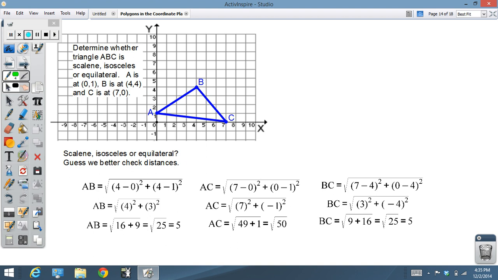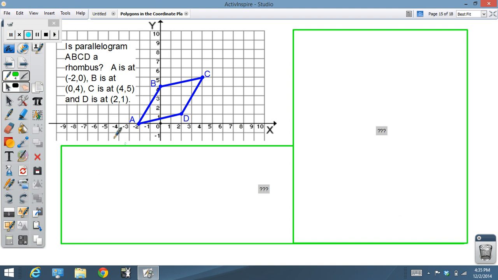Okay, so that's an example of how to do one set of problems we might have using the distance formula. Next, an example of a polygon in a coordinate plane. We said, is ABCD a rhombus? We've got the points A, B, C, and D at these coordinates.